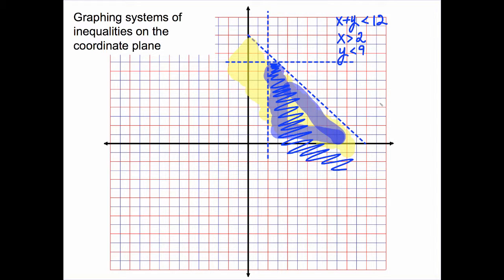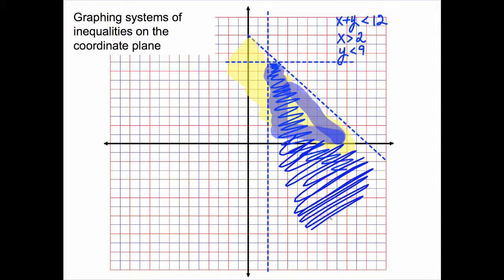By rights, we should extend the boundary lines to the end of the graph so that we can see the full area. Extend this one down here, and extend this one down here. And then the solution area would be this entire area down here. And that ends this video.